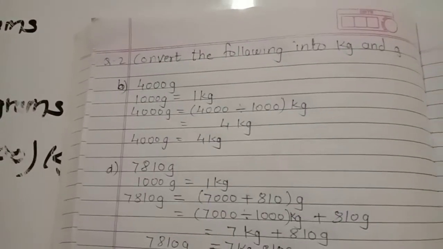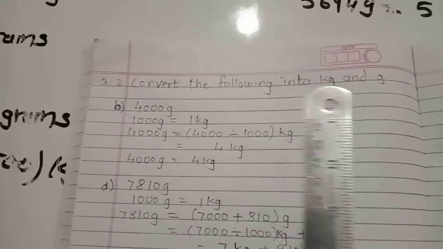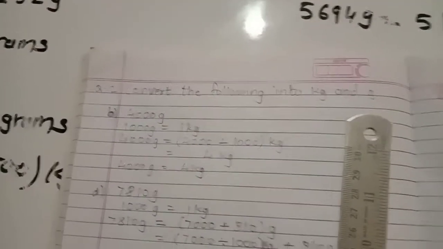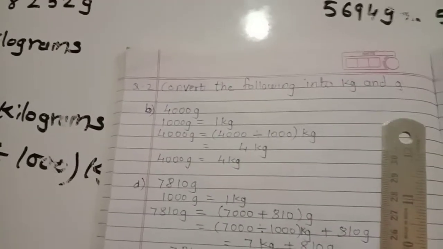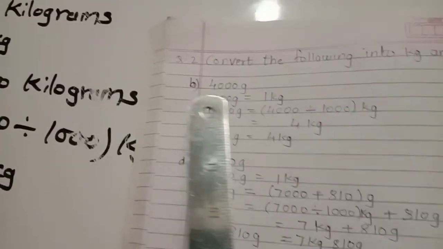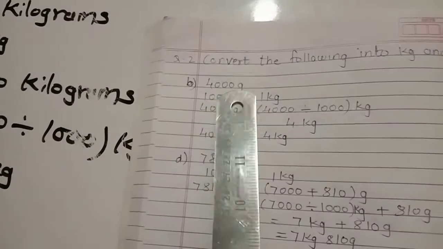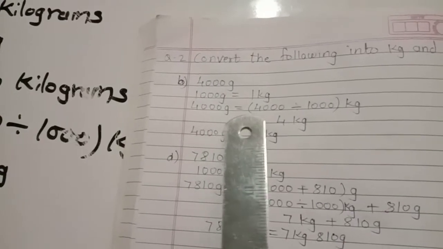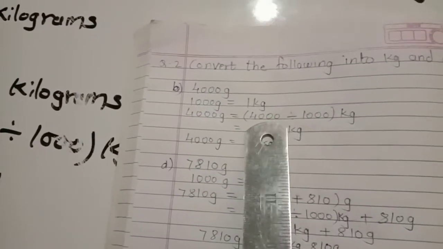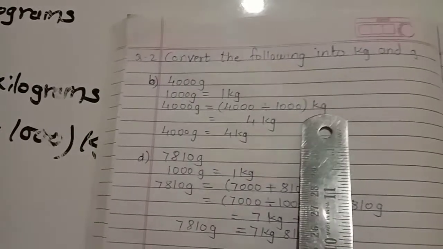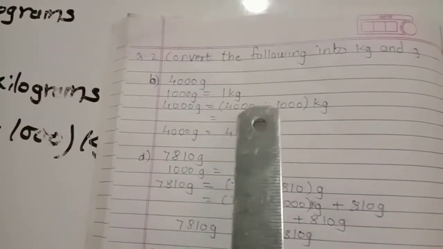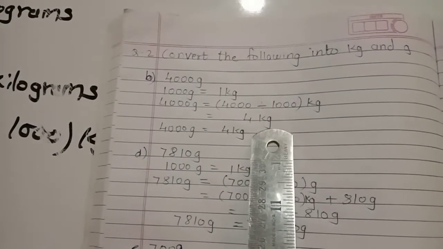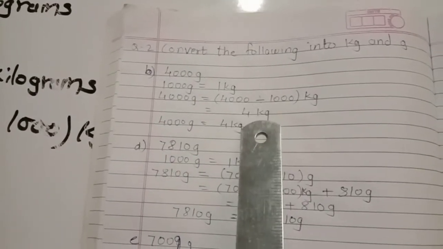Now next, question number 2. Here convert the following into kilogram and gram. Means if you convert gram into kilogram, so you divide it by 1000. Okay. Here first problem B, 4000 gram. You have to convert into kilogram, then divide by 1000. So 4000 gram is equal to 4000 divided by 1000 kilogram. So 4000 divided by 1000, that is the 4, and kg is the unit. So 4000 gram is equal to 4 kg.